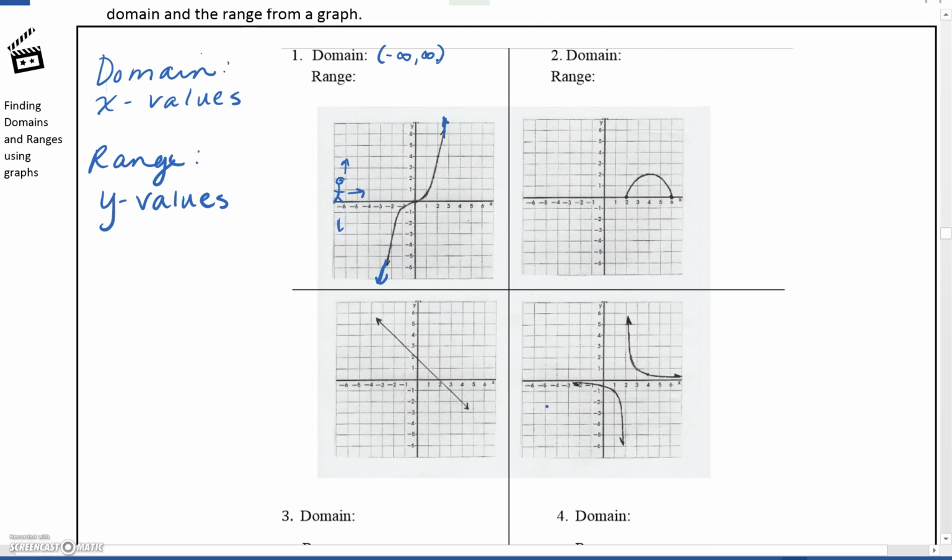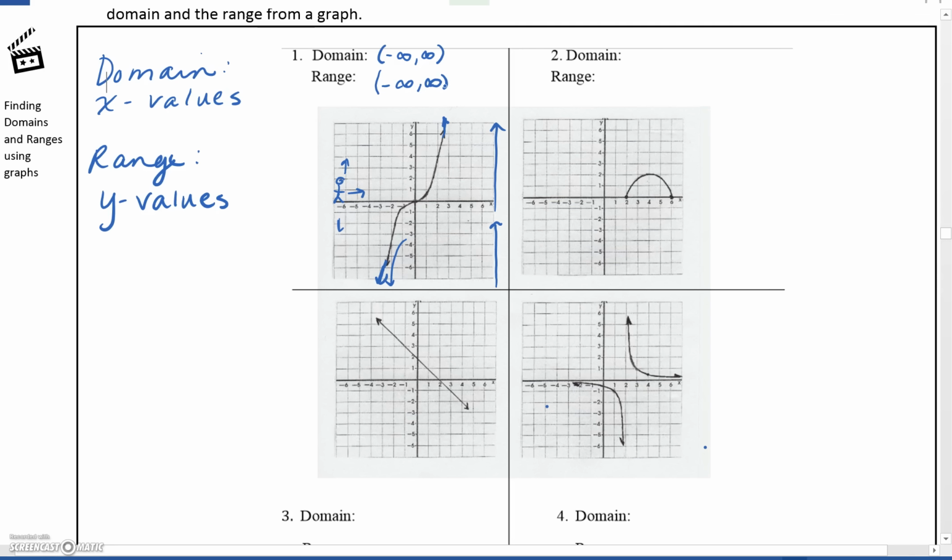So the domain of this function would be all real numbers, or negative infinity to infinity. Now, the range talks about what y values. So if you started down at negative infinity and went up, where was there a graph that had that y value? And here we see it's going to go all the way down to negative infinity, and it's going to go all the way up to positive infinity. So our range would also be all real numbers, negative infinity to infinity.